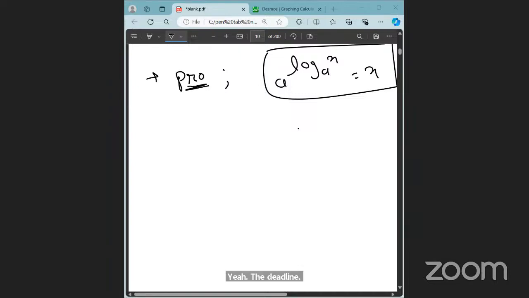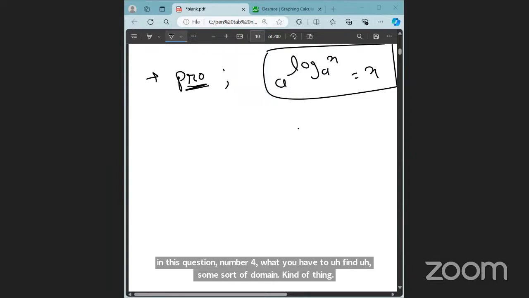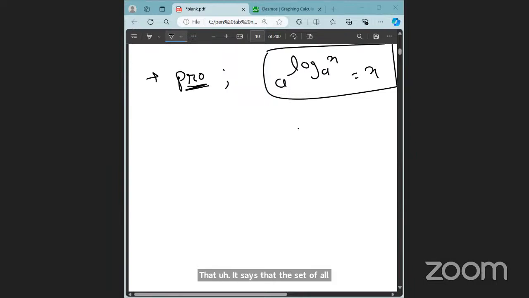So in this question number 4, you have to find some sort of domain. It says the set of all x for which there are no functions of the form f of x is equal to log base (x minus 1)/(x plus 1) of (x square plus 1)/(x square minus 1). So again, you have to use the restrictions we discussed for defining the log.